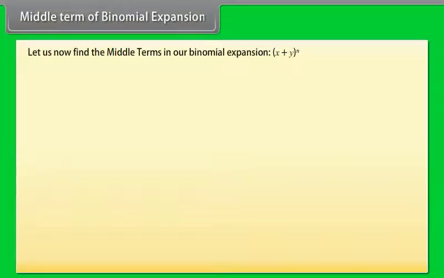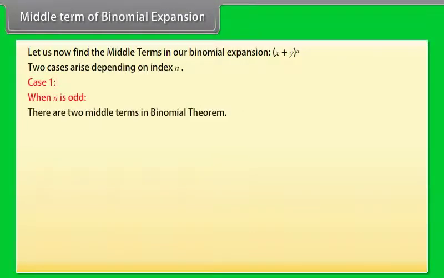Middle term of binomial expansion. Let us now find the middle terms in the binomial expansion (x + y) raised to power n. Two cases arise depending on index n. Case 1: when n is odd. There are two middle terms in the binomial theorem: the (n+1)/2th term and the ((n+1)/2 + 1)th term.